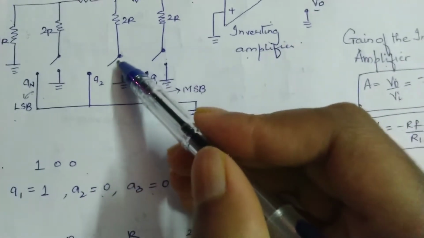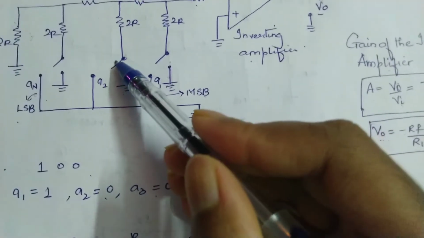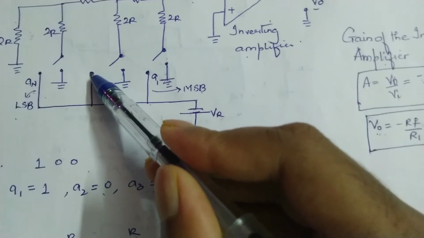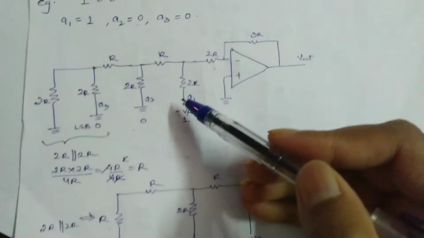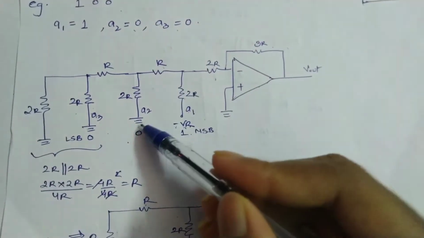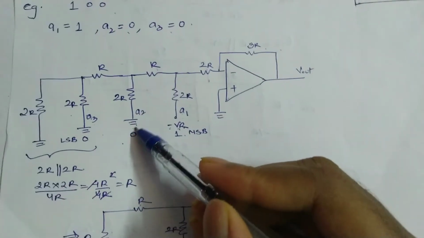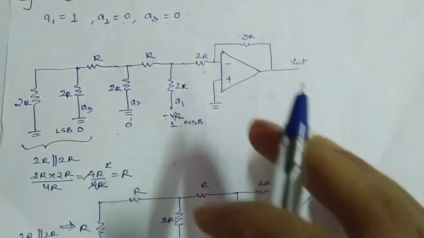Similarly here A2, if it was 0, it will be connected to ground, else it would be connected to 1, the high voltage. Since I have been given a negative voltage, in this case I have taken minus VR. Further, here A2 is 0, so it is grounded, A3 is also 0. So this is a basic ladder circuit, so we shall solve it now.